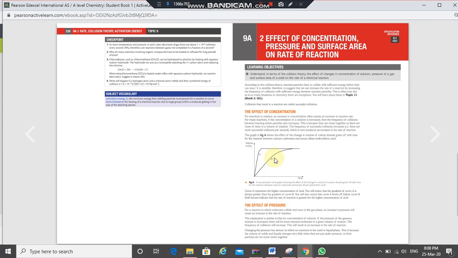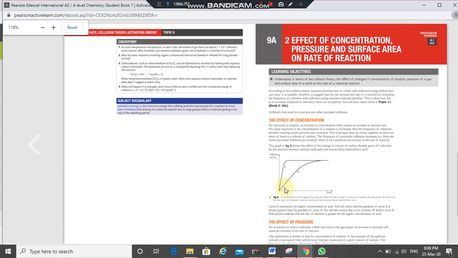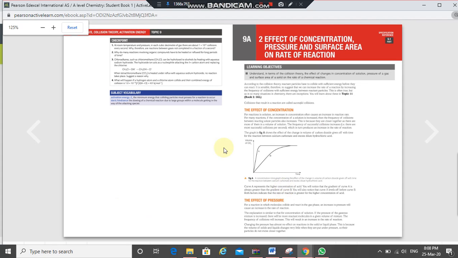Okay, so in order to explain the effect of concentration, increasing concentration will always increase my rate of reaction, because we are increasing the number of molecules inside a constant volume, and we will increase at the same time the number of successful collisions that will lead to reaction.